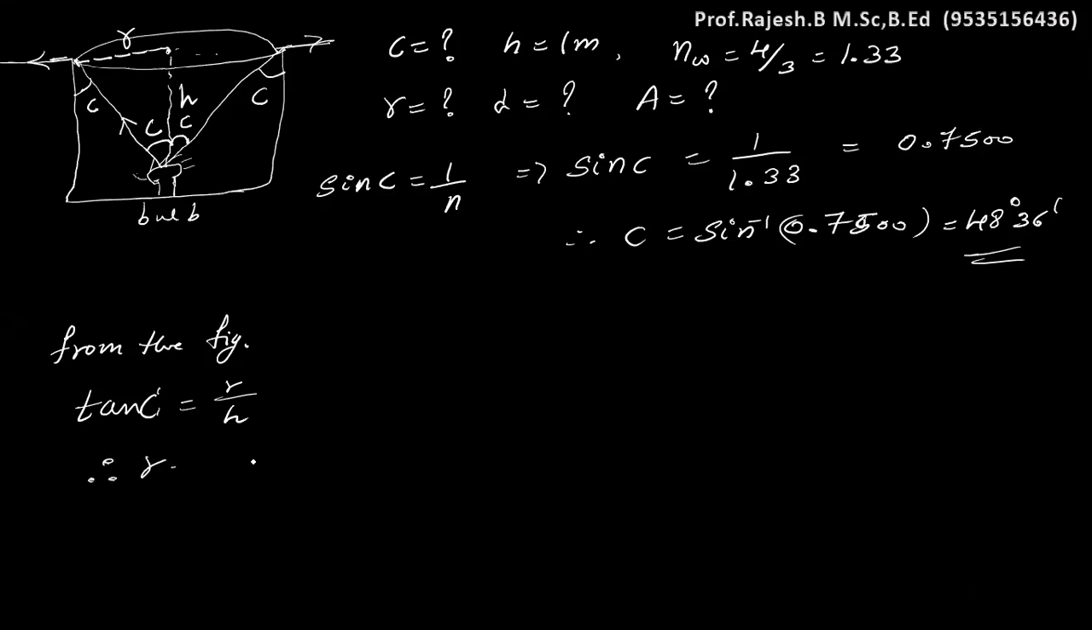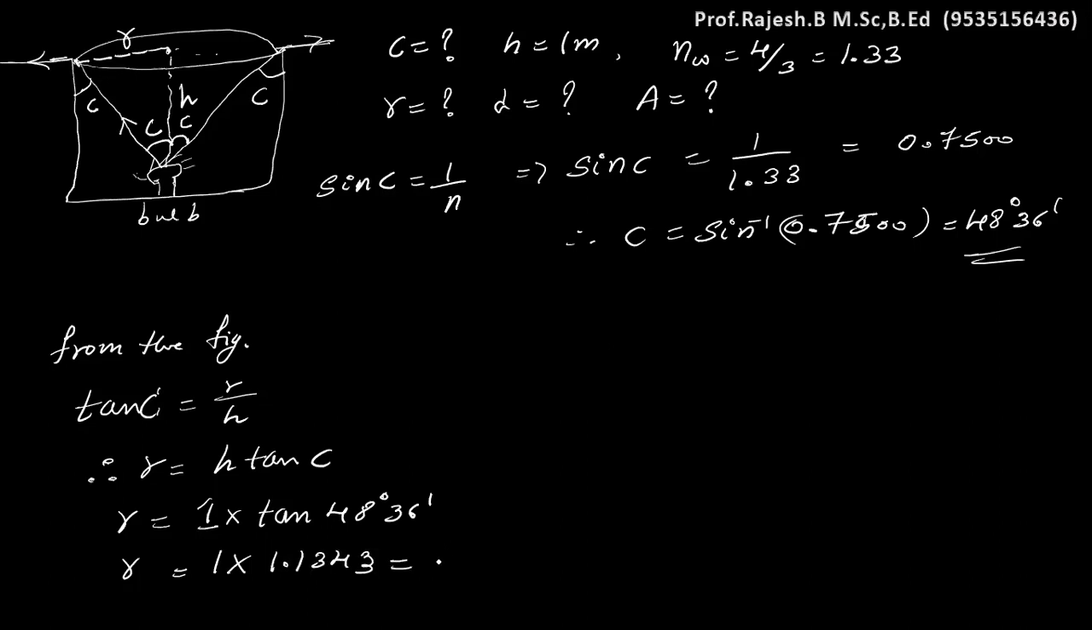But I want to find the radius. It is H tan C. R is equal to H, which is 1 meter, into tan of the critical angle, which is already found as 48 degrees 36 minutes. Therefore, the R value becomes 1 into 1.1343, that is equal to 1.1343 meter. So this is the radius.